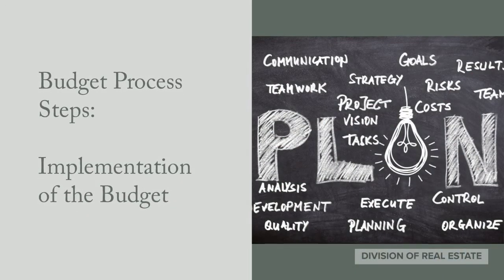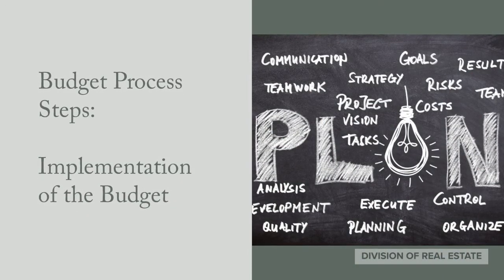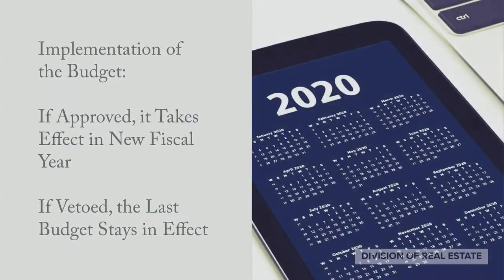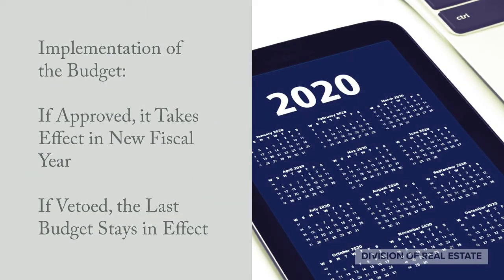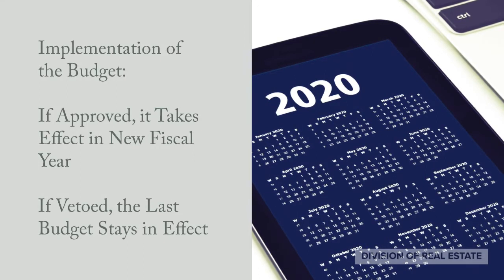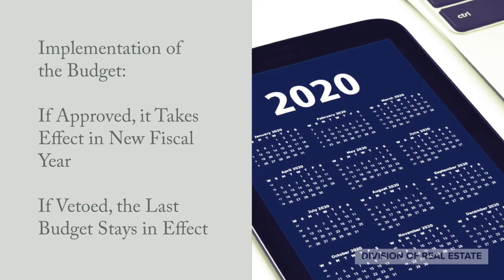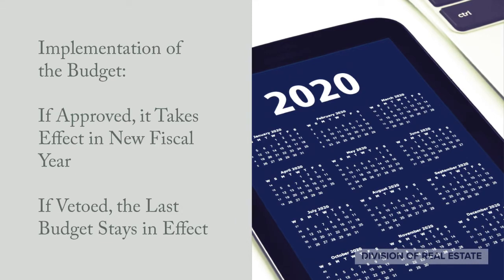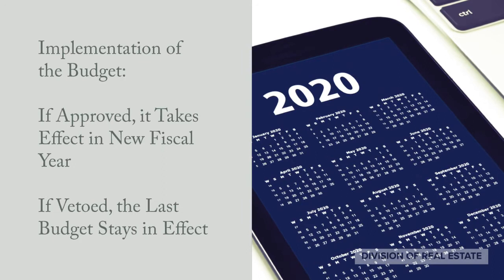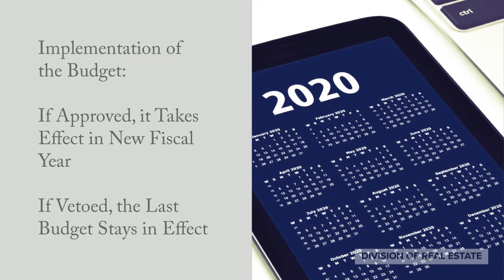The next step in the budget process is the implementation of the budget. If the budget was ratified or approved as per the association's declaration requirements, the new budget takes effect for the association's new fiscal year. If the budget was vetoed or did not get approved as per the association's declaration requirements, then the last ratified or approved association budget continues to stay in effect until the new budget is adopted by the Board of Directors and then subsequently approved or ratified.